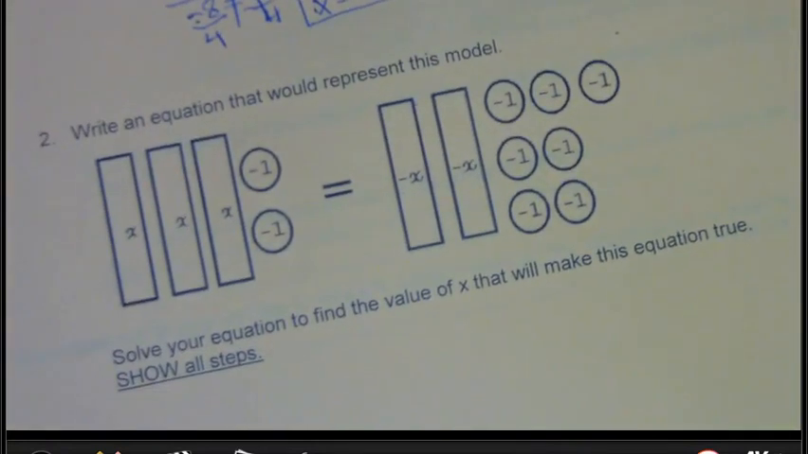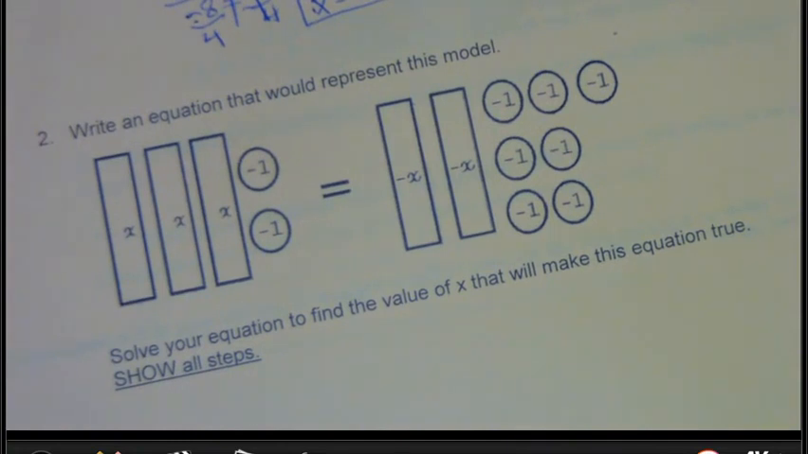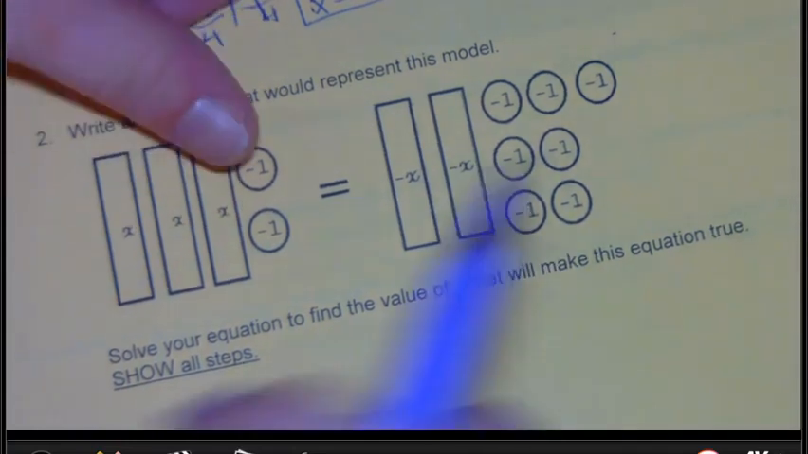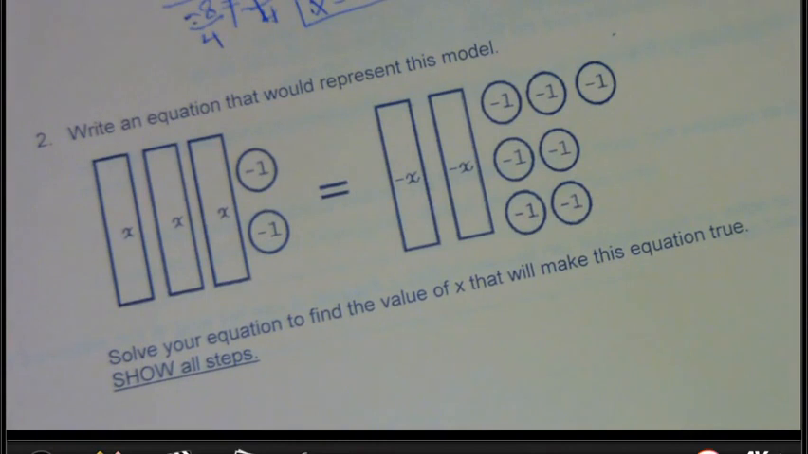All right, number 2, write an equation that would represent this model. So, solve your equation to find the value of x that will make this equation true and show all steps. All right, so the first step we need to do is to write our equation.